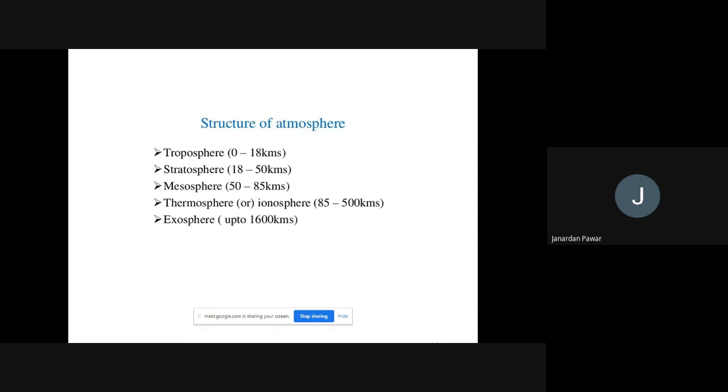I think it may be asked in objective examinations. So just go through this and read it again so that it will be useful for you guys. Here I have given the structure in terms of kilometers. Go through that and remember this.